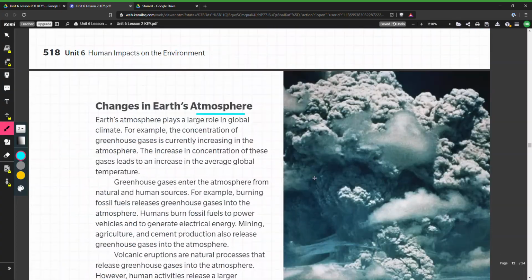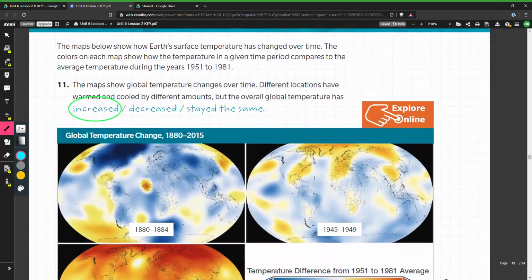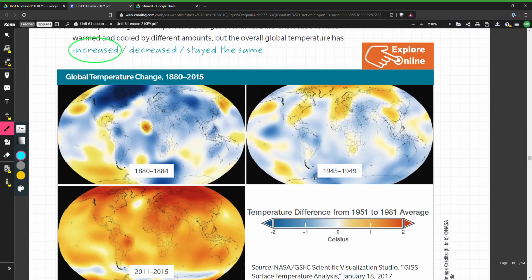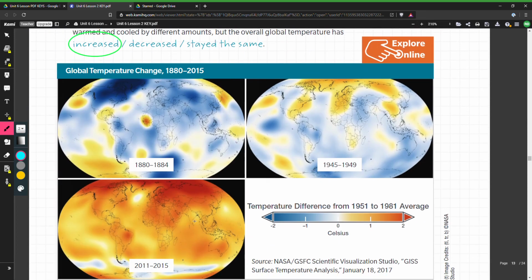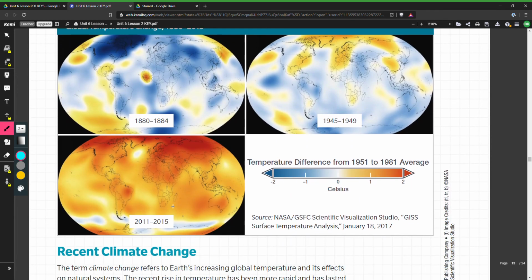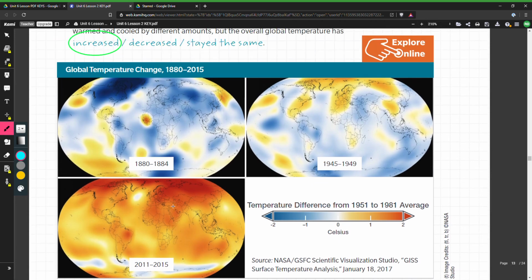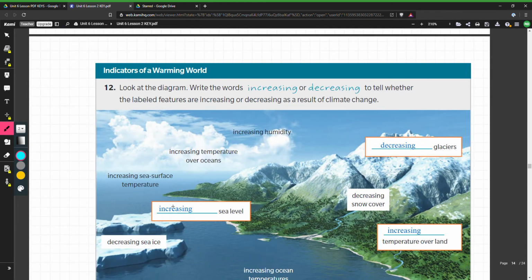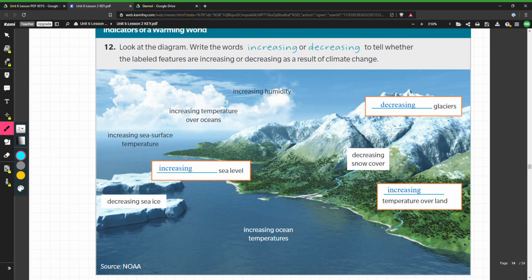Moving along. All right, exploration 3. These show that the global temperature has increased on average. Some places are colder, but on average, definite increase. So these are all indicators of a warming world.